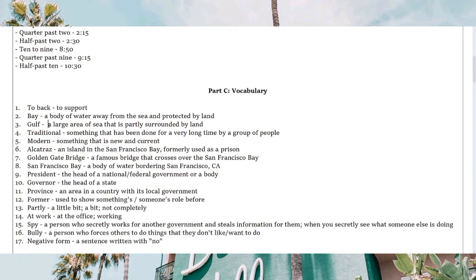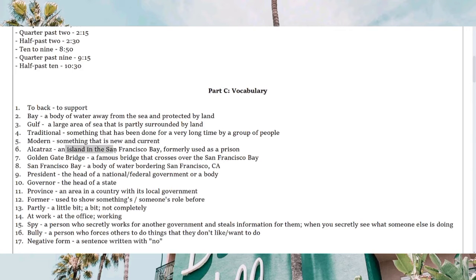A gulf is a large area of sea that is partly surrounded by land. Partly, not fully, just a bit surrounded by land. Traditional means something that has been done for a very long time by a certain group of people, by a certain country, by a certain culture. Modern is something that is new or current or recent.